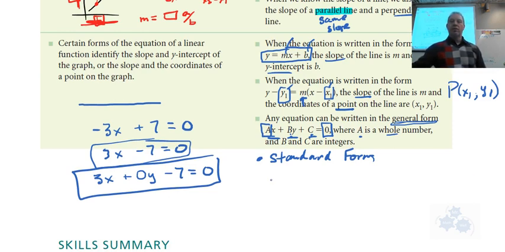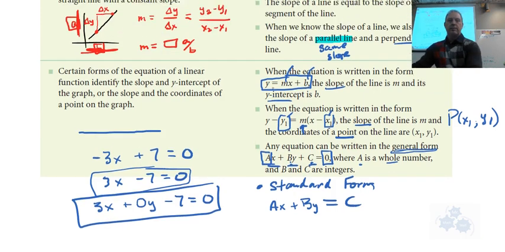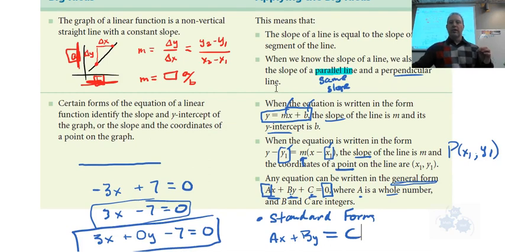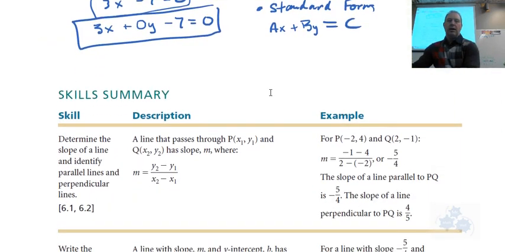And standard form is very similar: Ax plus By equals C. So we have the constant on the other side of the equation, and that's standard form. Questions to that? All right. Those are the big ideas. That's the review for Chapter 6, and I will talk about some skills here as well next.